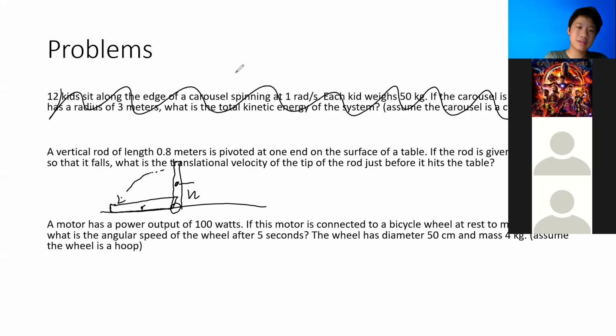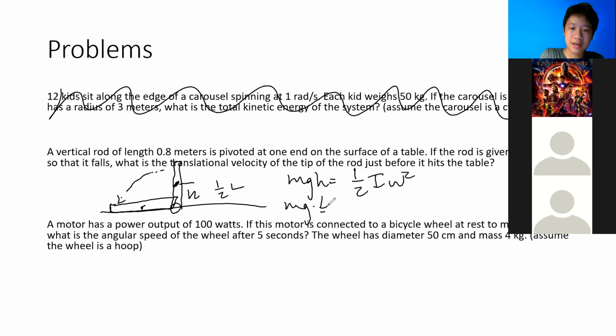So we use mgh, the initial energy, equals the final energy, which is 1/2 Iω². What is h? h is where the center of mass of the object is, and since it's a rod, it's in the middle of the rod, so it's 1/2 of its length above the ground. Plugging in values: mg times 1/2 L equals 1/2 times the inertia of a rod pivoted at one end, 1/3 mL², times ω².